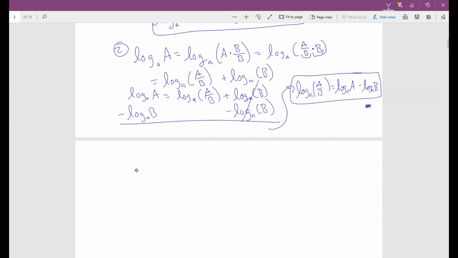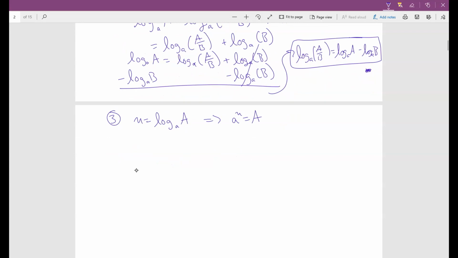Okay, and now to prove the third one, what I'm going to do is I'm going to let u equal log base a of big A. So if I rewrote this as an exponential form, it's just basically a to the u equals A. Okay, so now remember we want to figure out what this guy is, the power of c. So we know that A in this case, because we know what A is, A to the u, it's going to be a to the u times c.